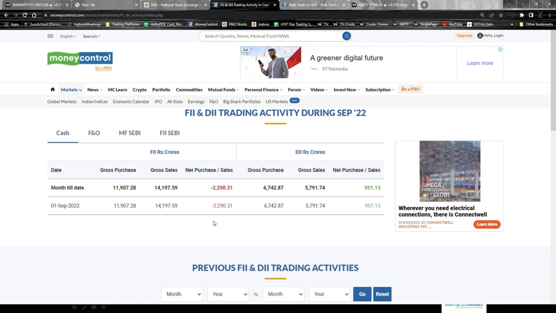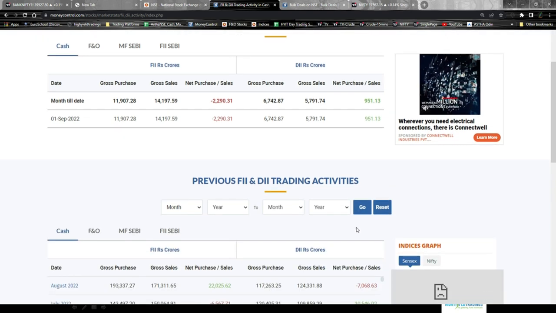Second point is, by seeing the numbers, what exactly do you get? Right, so I'm seeing the number. I see that FII is in red. I see that DII is in green. So what is the output? What exactly do I get? Now to explain this, let's get down.